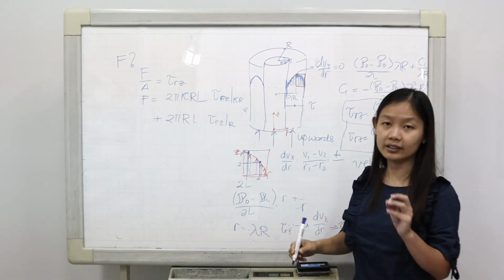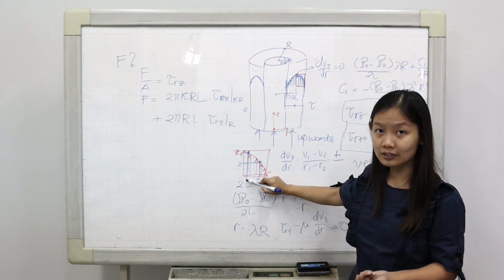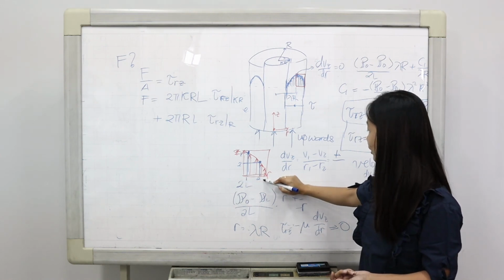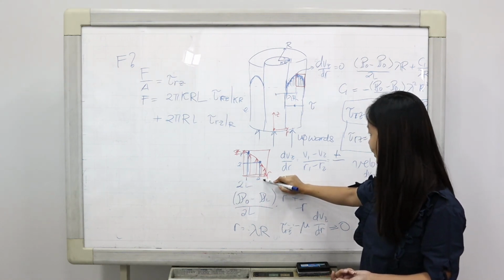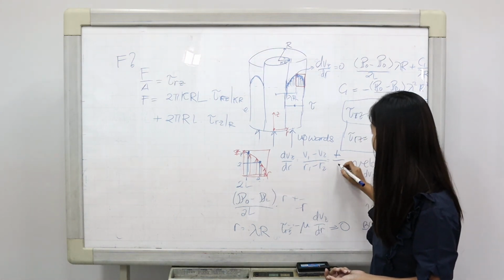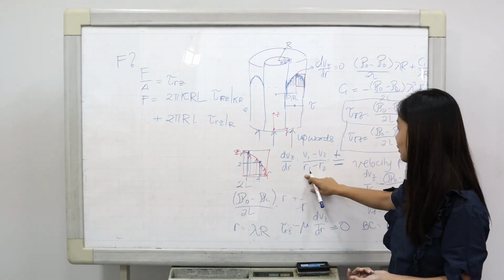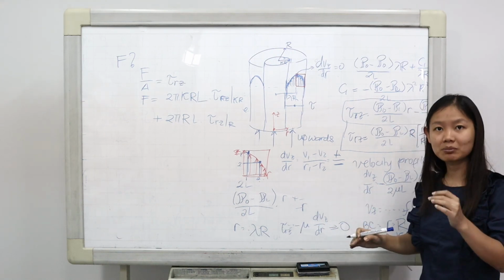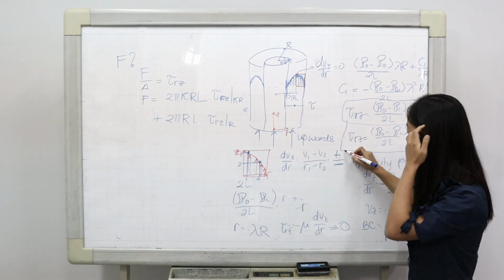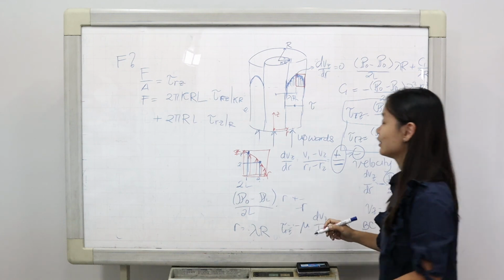Now look at the radius. Radius 1 minus radius 2. Radius 1 is smaller than radius 2. Correct? That means R1 minus R2 is negative. So basically the dvz over dr that I have is negative.